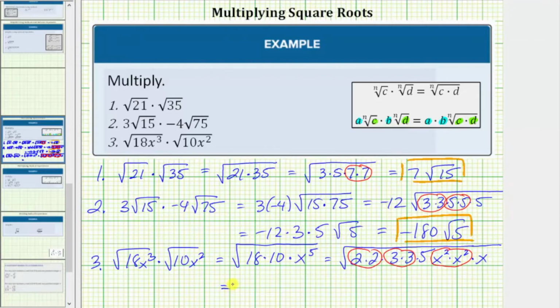So simplifying, the square root of 2 times 2 is equal to 1 factor of 2. The square root of 3 times 3 is equal to 1 factor of 3. The square root of x squared times x squared is equal to 1 factor of x squared. And we're still left with the square root of 5x. So the final result is 6x squared times the square root of 5x. And because the exponent on x is even, no absolute value is required.